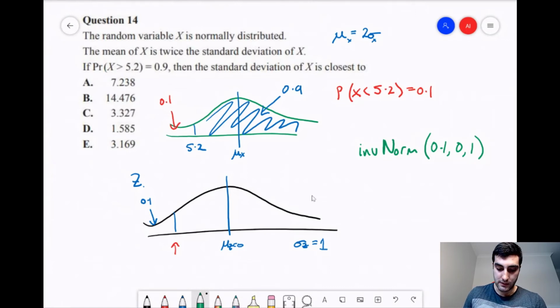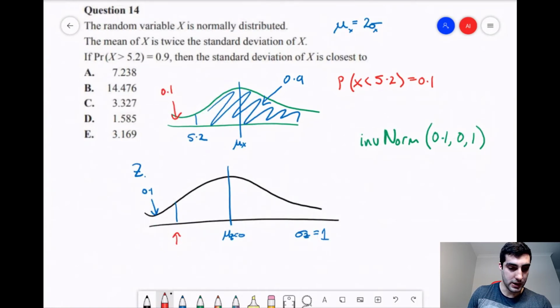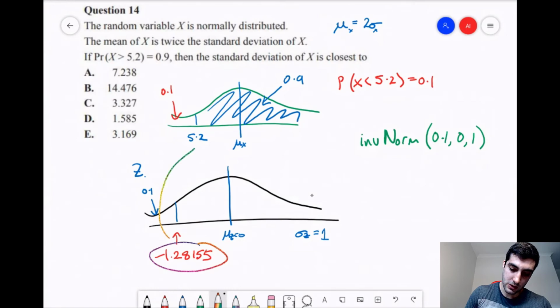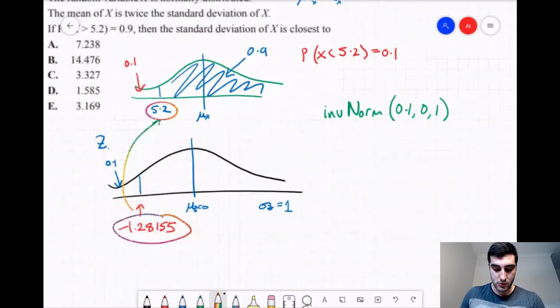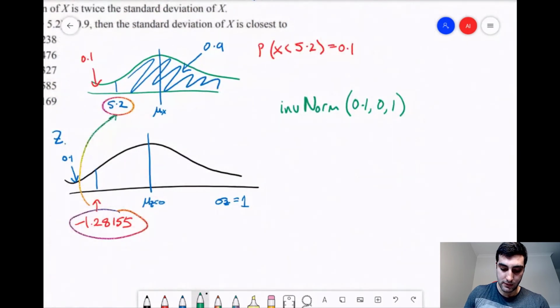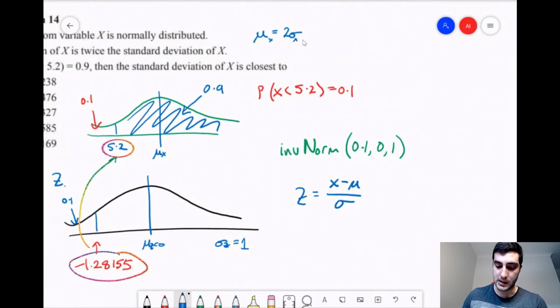So doing this gives us a value here in red of minus 1.28155. Now we know that there's an equivalency here between this value and this value. So we just need to then utilize the formula that z is equal to the x minus the mean on the standard deviation, where we know that the mean of x is equal to twice the standard deviation now.